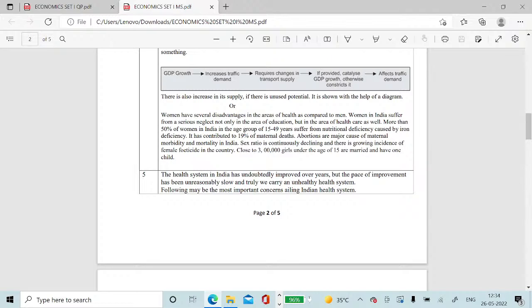It has contributed to 19% of maternal deaths. Abortions are a major cause of maternal morbidity and mortality in India. Sex ratio is continuously declining and there is growing incidence of female feticide in the country. Close to 3 lakh girls under the age of 15 are married and have one child.